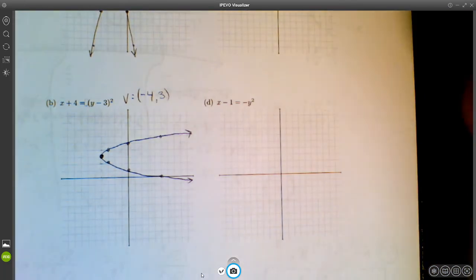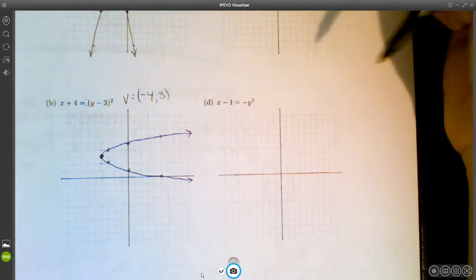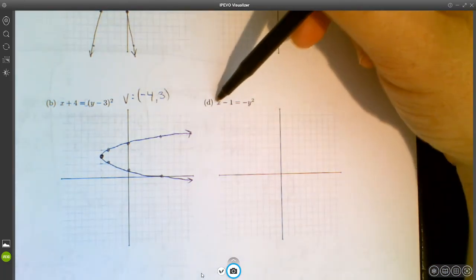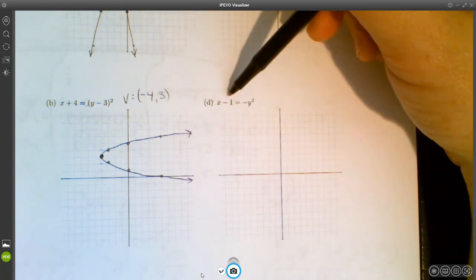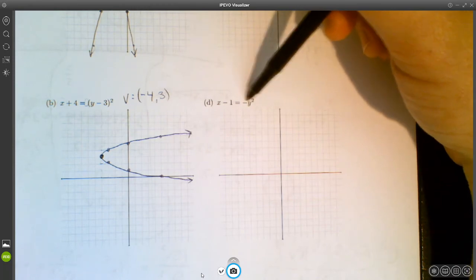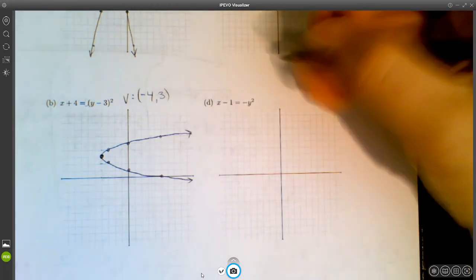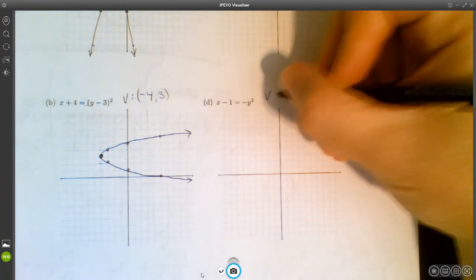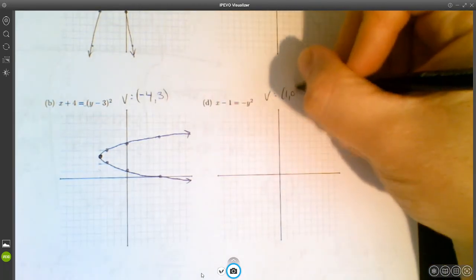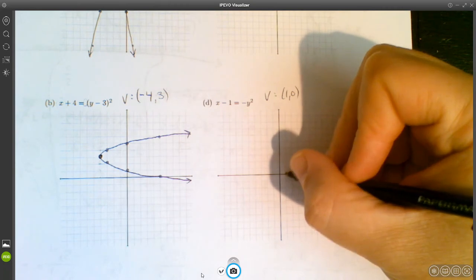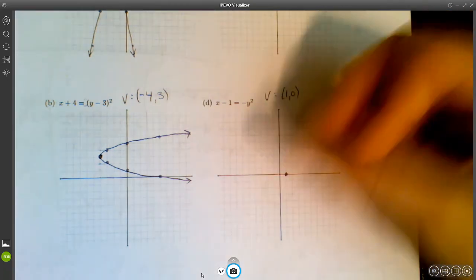One more. x minus 1 equals negative y squared. Because I have x equals y squared, this one is going to open left or right. It's going to open left because this is negative. So it opens left, and the vertex is 1, 0. And then it opens left.